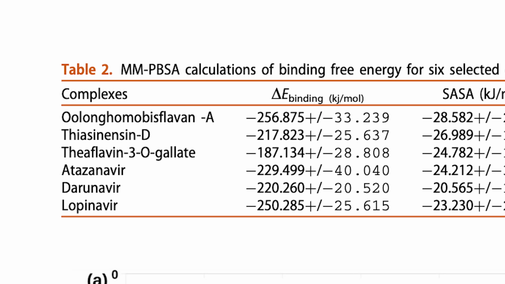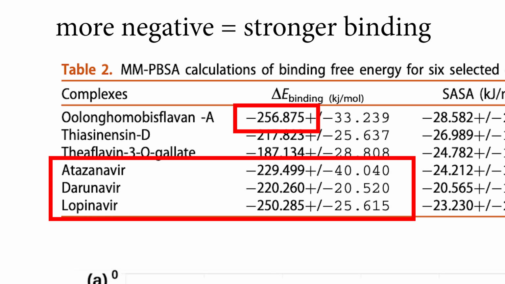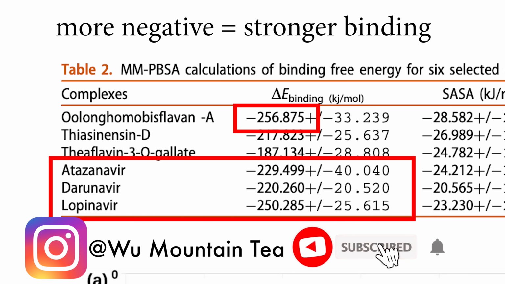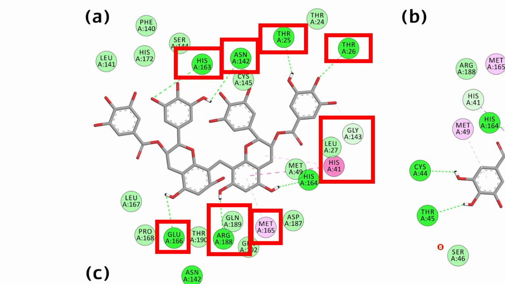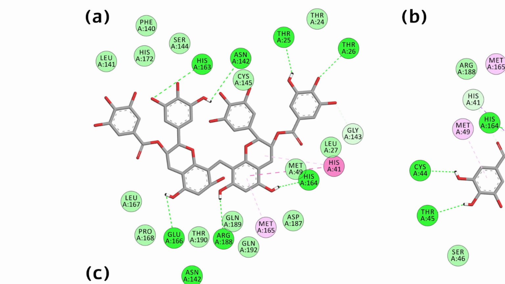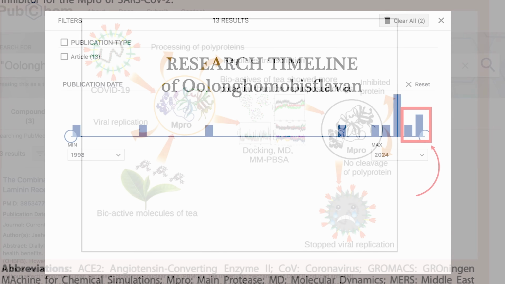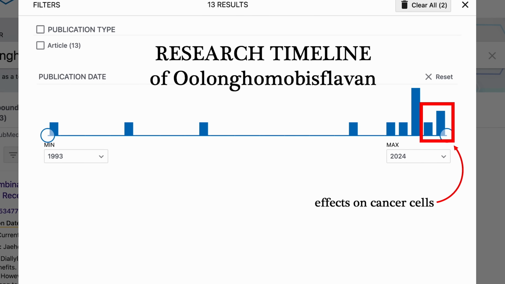So oolonghomobisflavin showed stronger binding energy than all of the other 64 tea-derived compounds tested, and it was the only tea compound to outperform all 3 synthetic drugs. So in silico, in the computer modeling software they used, this molecule was able to form this incredible web of hydrogen bonds with crucial amino acids of the coronavirus, right at the enzyme's catalytic heart. And if those bonds held true in living systems, they would jam the viral replication process more effectively than synthetic antivirals.